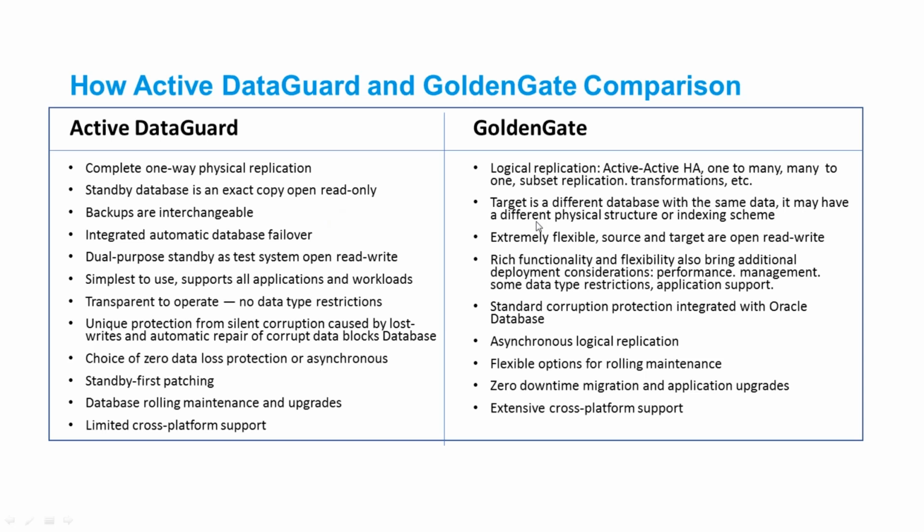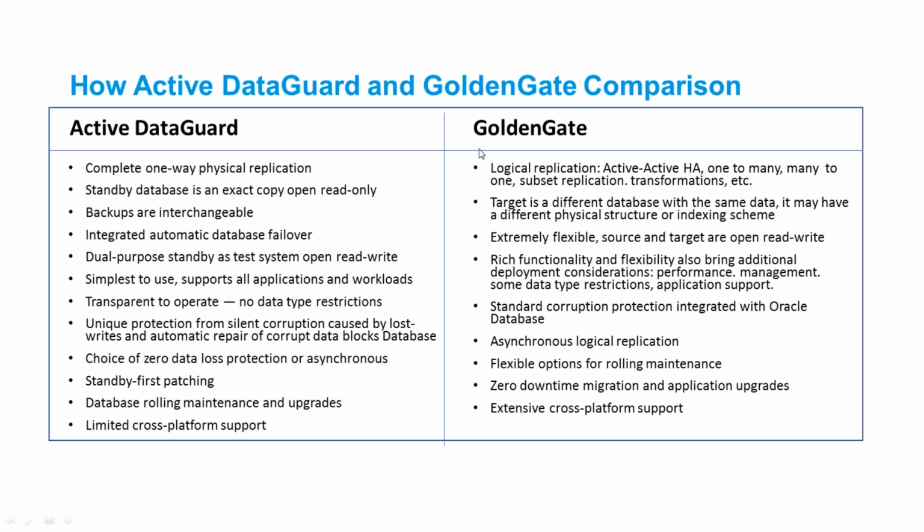However, in Golden Gate, the target database is not an exact copy, but objects can be, depending on the business requirement. So based on business requirement, you can make Golden Gate an object copy, but not a database copy, right? In Golden Gate, the target is a different database with the same data. It may have a different physical structure or indexing scheme.